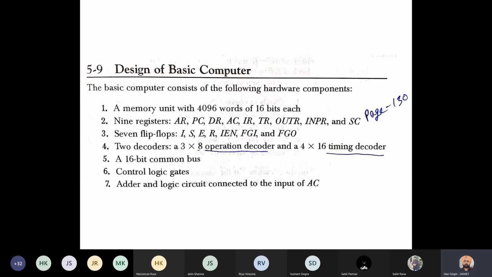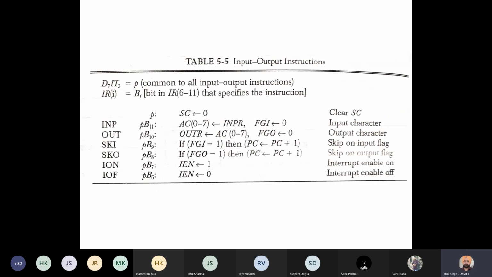Next is the design of the basic computer, that is, how a basic CPU is designed. We will discuss this in our next lecture. If you have any doubt till now, you can discuss.